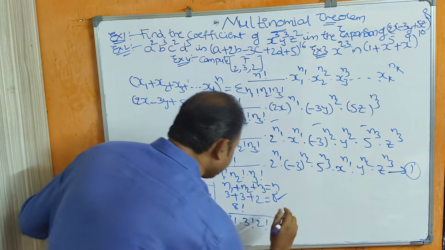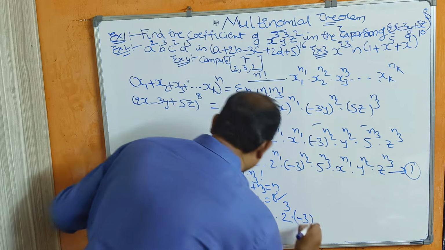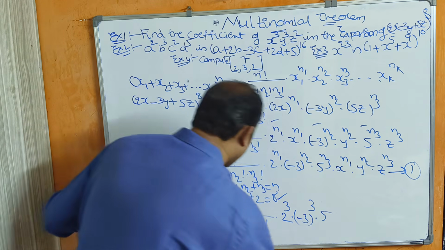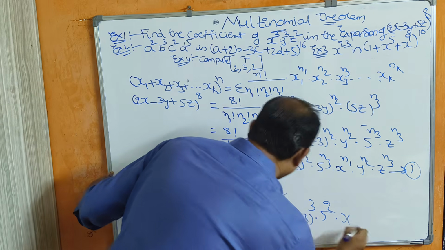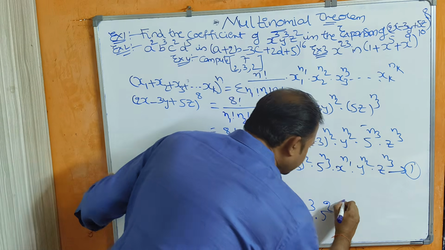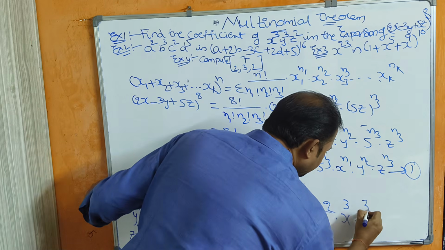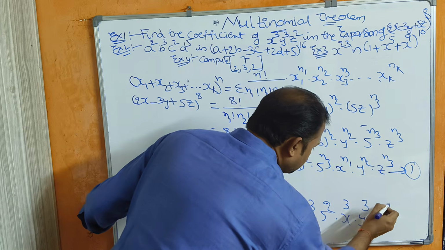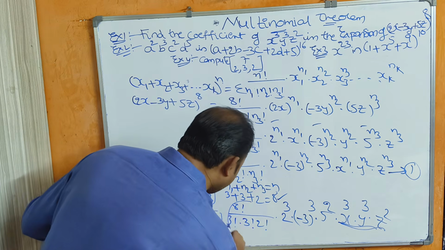What is n1? 3. So 2 power 3 into minus 3 whole power n2, which is 3, into 5 power n3. n3 value is 2. So 5 power 2 into x power n1, which is 3, so x power 3, into y power n2, which is 3, into z power n3, which is 2. So here the coefficient of x cube, y cube, z square is this equation.